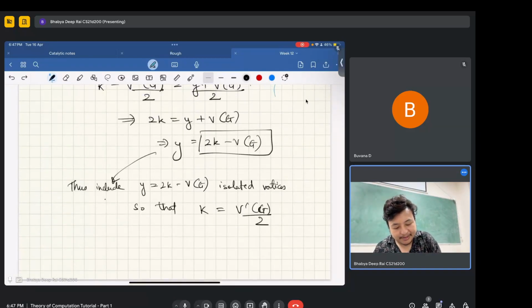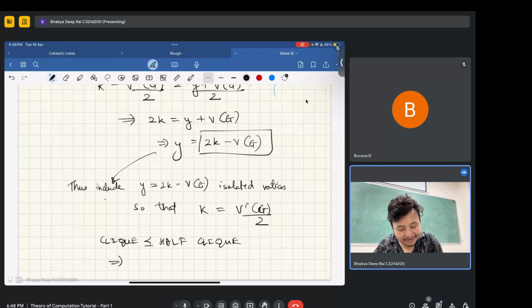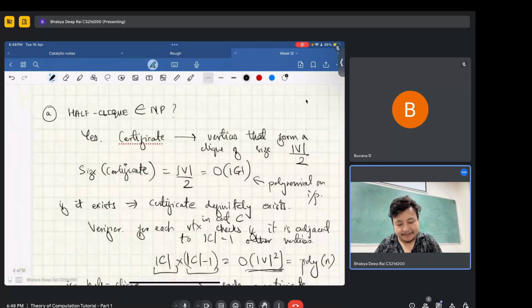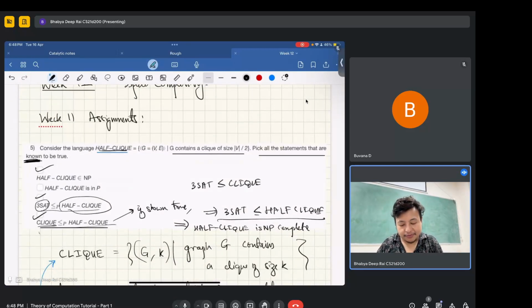Clique reduces to half clique. Now clique is NP complete, and 3-SAT reduces to clique, so this means that 3-SAT reduces to half clique. This is because clique is NP complete. So both these answers are true. And finally, half clique is in P. This cannot be.